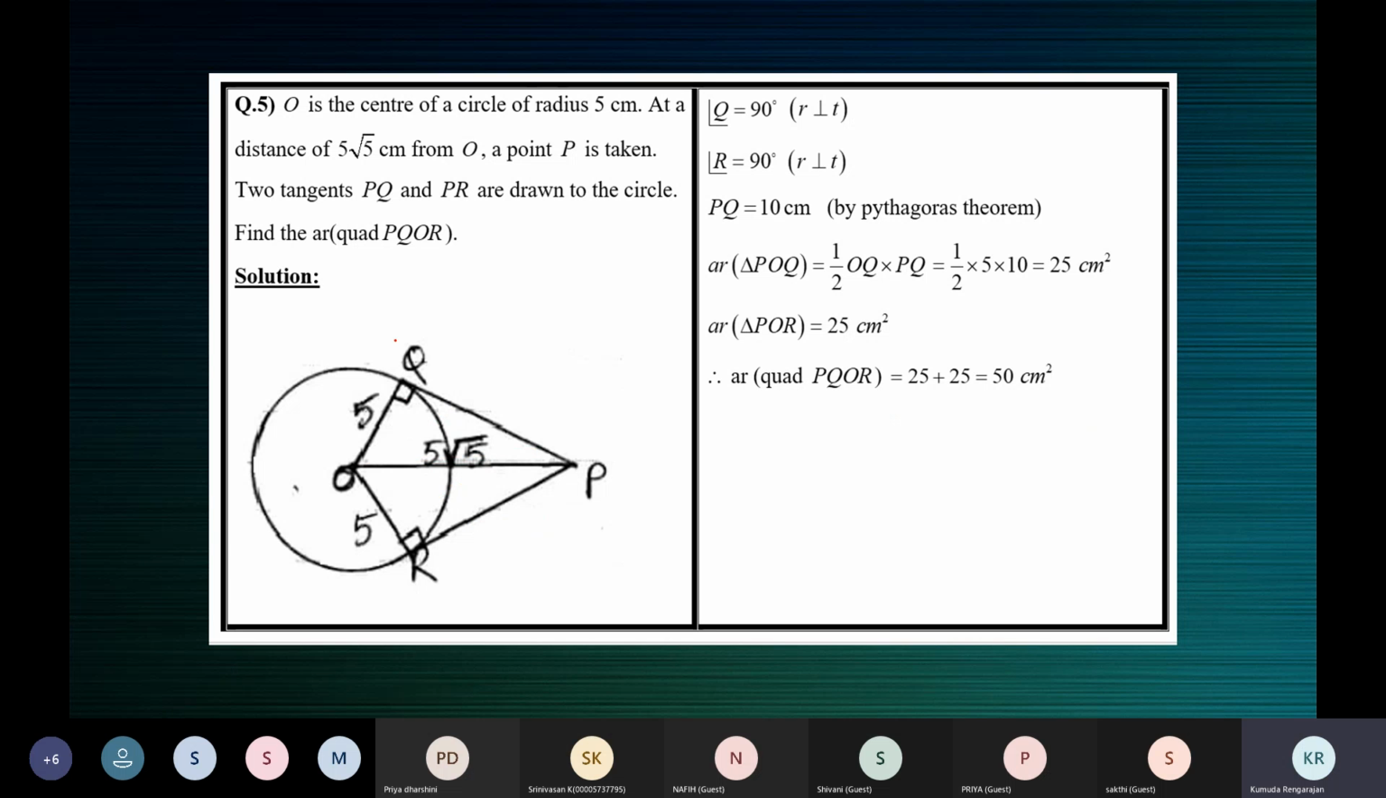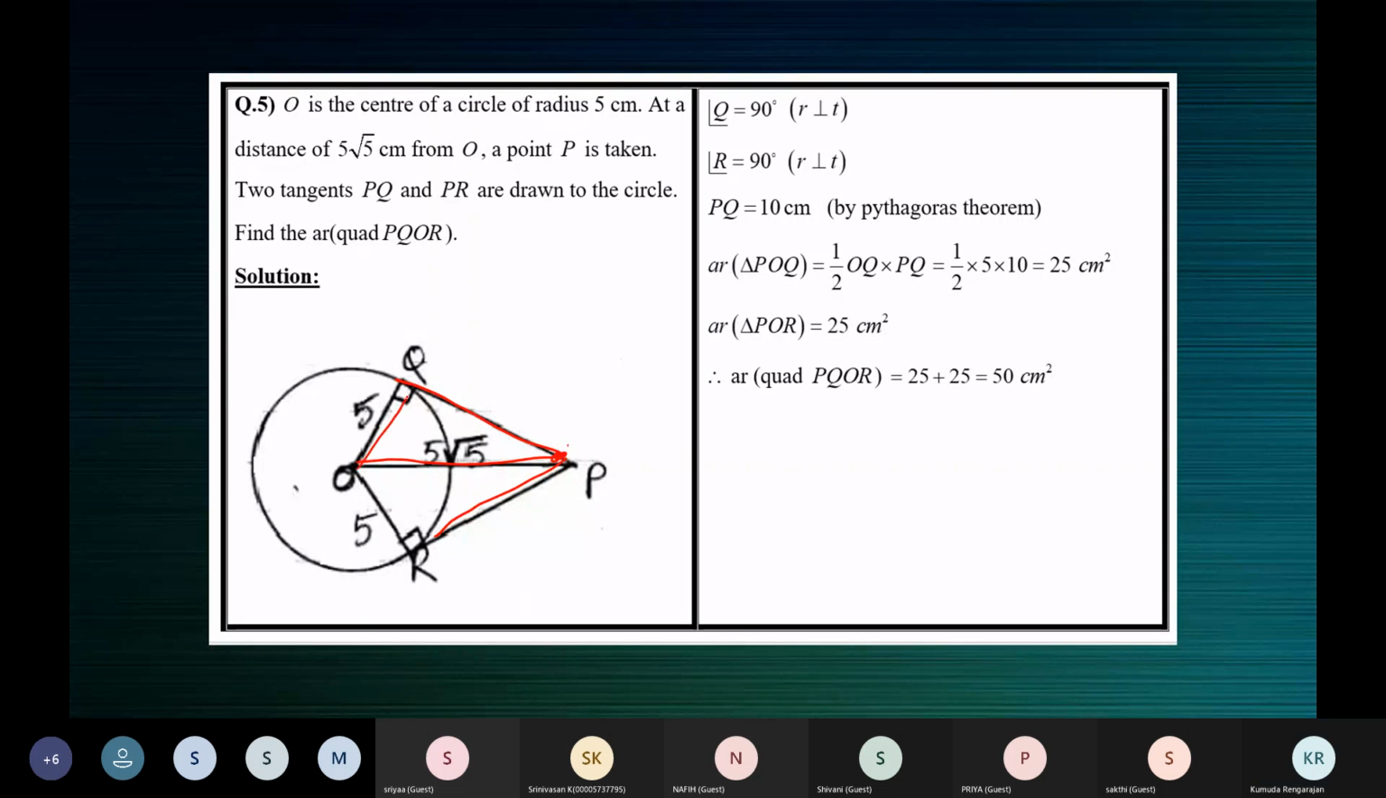In a circle of radius 5 centimeters, O is the center of the circle of radius 5 centimeters. At a distance of 5 root 5 from O, a point P is taken. Two tangents PQ and PR are drawn to the circle. Find the area of the quadrilateral PQOR.